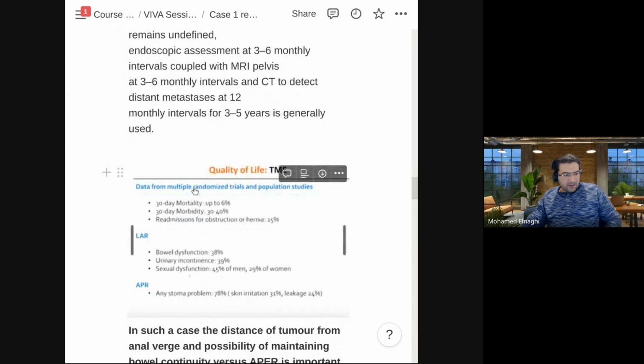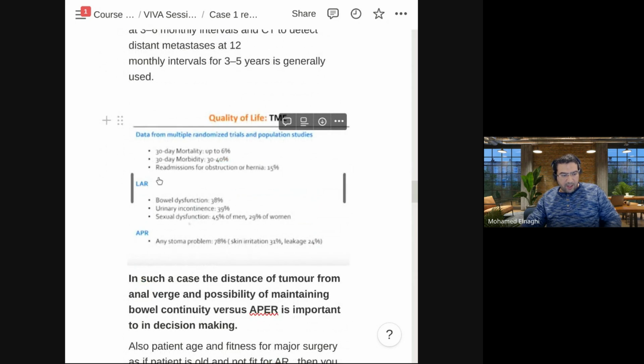Okay, and this is a bit on the complications of TME surgery. So you've got 30-day mortality up to 6%. This is the American data. This is not the UK data. And don't forget, with low anterior resection, you've got about 38% bowel dysfunction, in terms of LARS. Urinary incontinence is up to 39%, and sexual dysfunction up to 45% in men and 29% in women. And as well, there is a percentage of patients who may need to undergo APE resection rather than just anterior resection with continuity of the bowel.